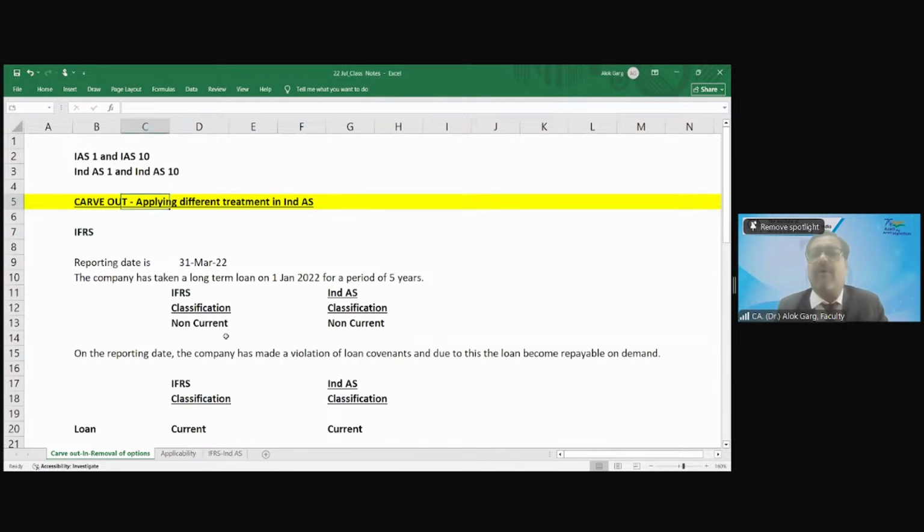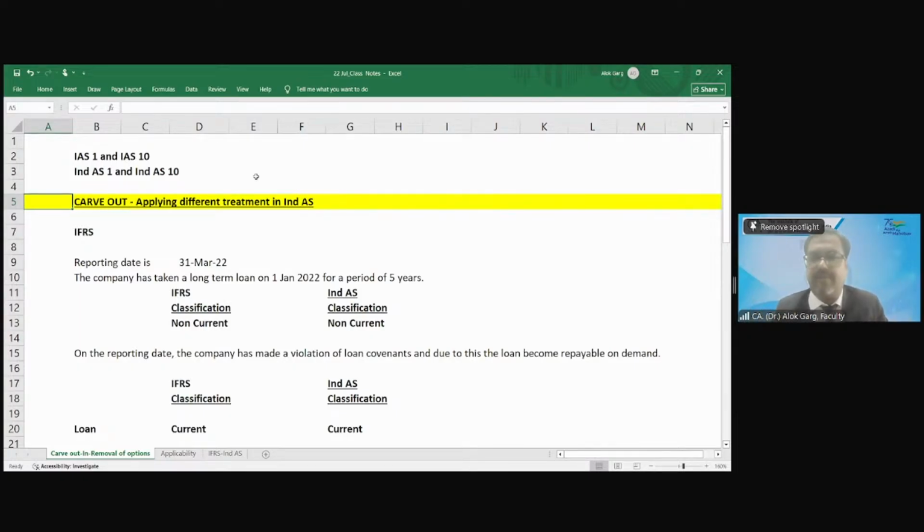Friends, carve out, the first class of difference. What is meant by carve out? Carve out means applying a different treatment in Indian accounting standard. Right? So friends, I will take one example. There are almost 10 carve outs. At 10 places, we have applied a different accounting treatment.